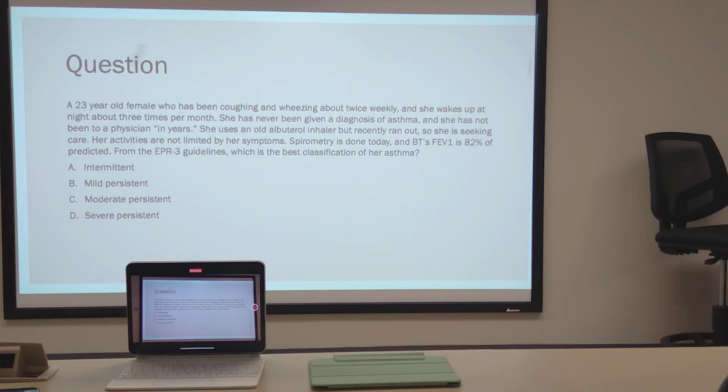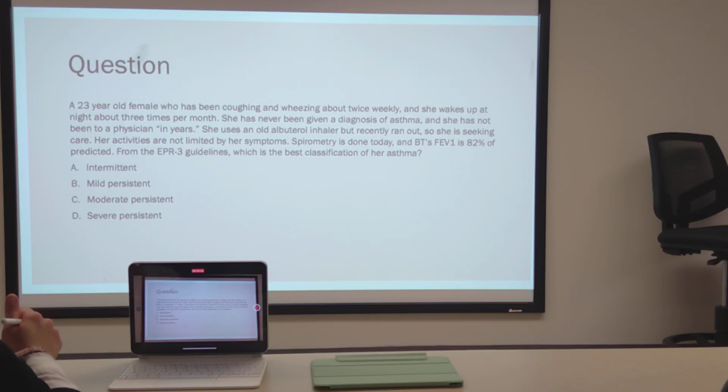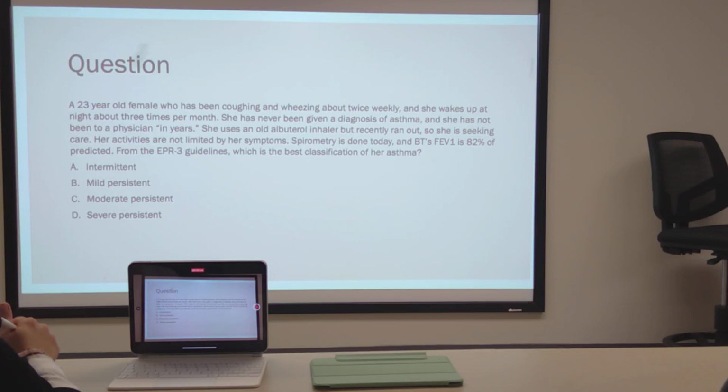So there's a 23-year-old female, so this patient is greater than or equal to 12, who has been coughing and wheezing about twice weekly, and she wakes up at night about 3 times per month. She has never been given a diagnosis of asthma, and she has not been to a physician in years. She uses an old albuterol inhaler but recently ran out, so she is seeking care. Her activities are not limited by symptoms. A spirometry is done, and her FEV1 is 82% of predicted. Based on the EPR3 guidelines, which is the best fit classification of asthma?